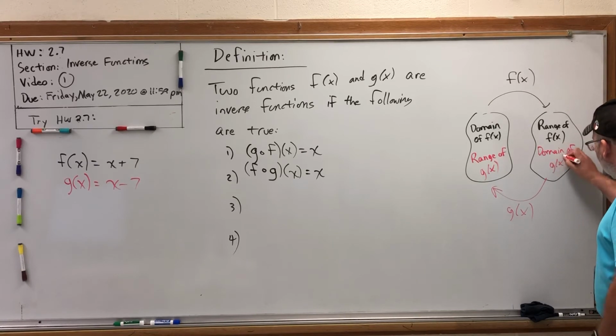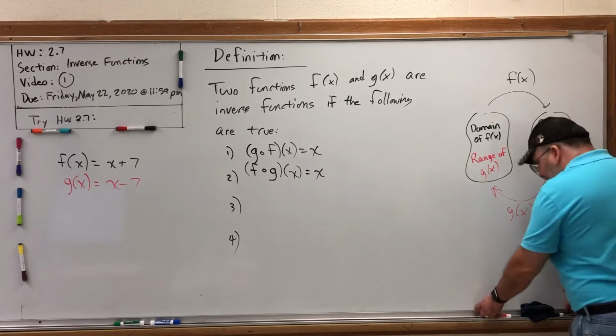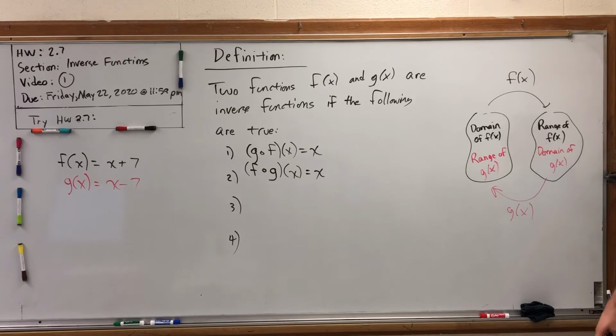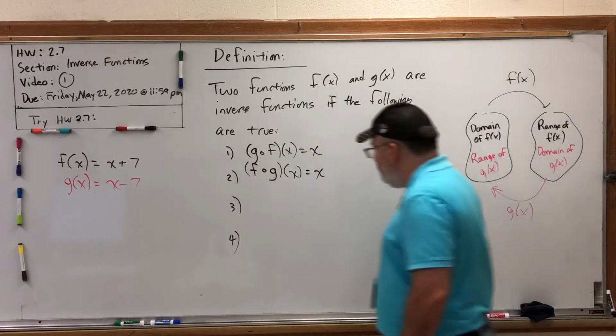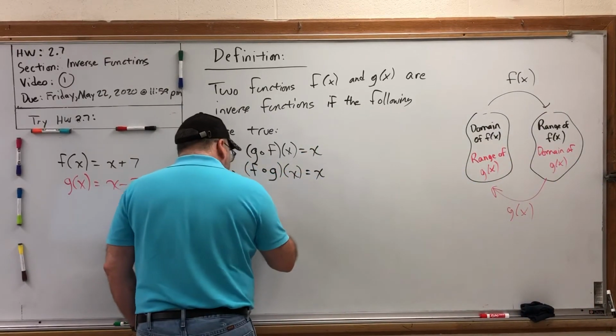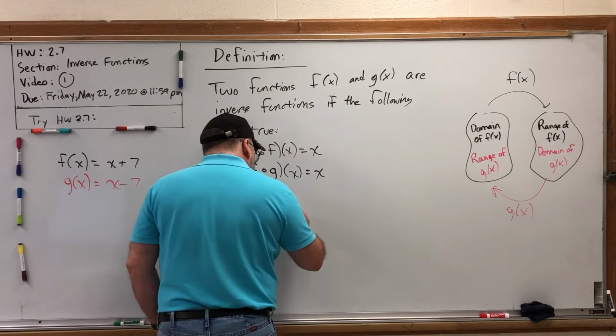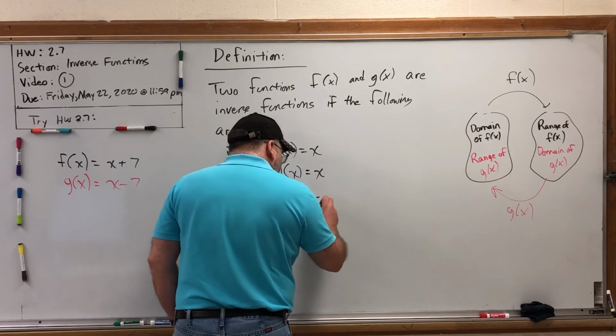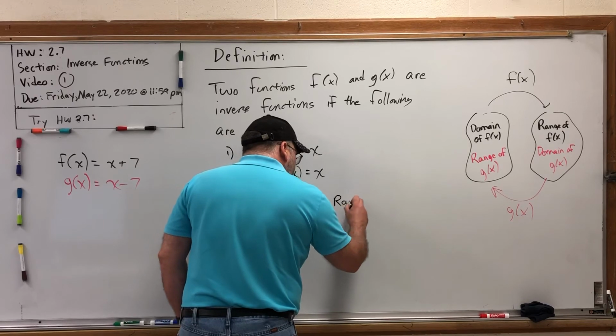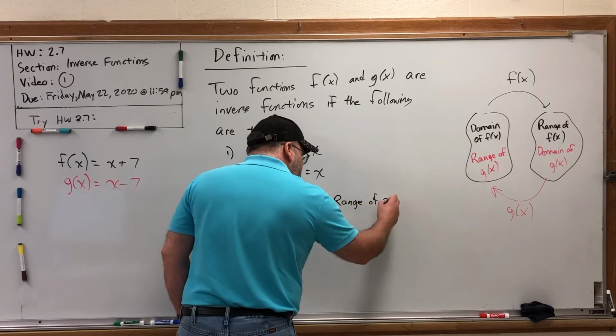of g of x. And so for reasons we'll see before this series is over, in order to be inverse functions, one function's domain must match the other function's range. So we could say the domain of f of x equals the range of g of x.